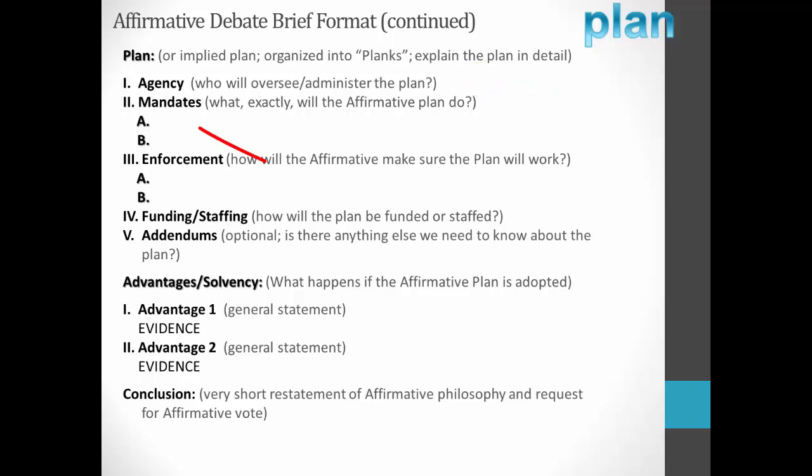That leads us to a second plank, mandates, which explains what the affirmative plan will do. Again, think about how the U.S. is trying to reduce or eliminate harms related to terrorism. Airport security might show up under mandates. Now, these mandates need to be fairly specific. You can't just say, we will increase airport security. You would have to identify specifically how you would do that.